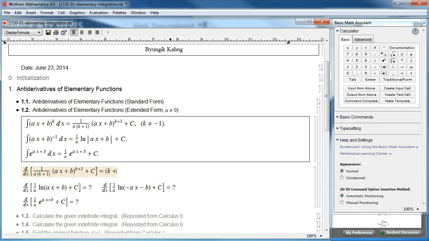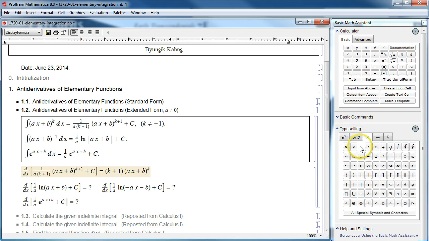k plus 1 times this, and then we have to subtract 1 from the power. So that's the derivative of the outer function. But that's not all. By chain rule, we have to multiply the derivative of the inside. And what do we have to multiply? We have to multiply by a. That's the derivative of the inside.